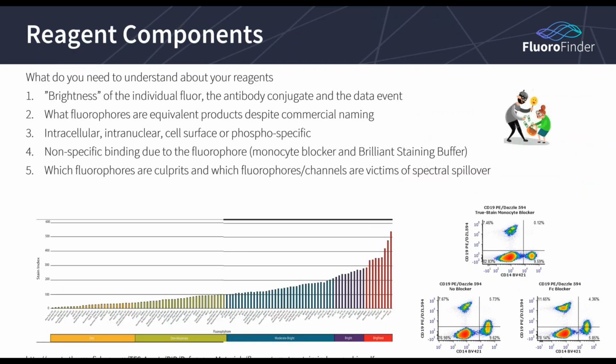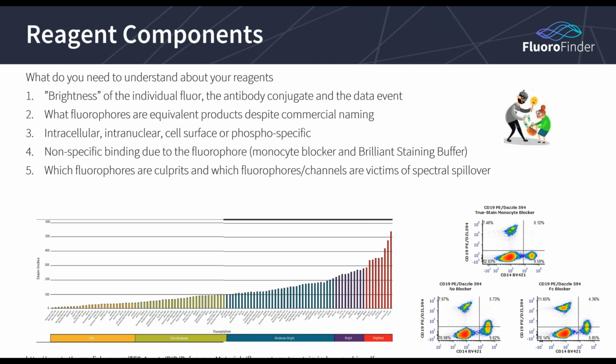All right, so reagents. This is my favorite part. What do you need to understand about your reagents? I put a little graphic up here because what you'll hear a lot of people like me talk about are fluorophores that are either the culprit or the victim. And the culprit fluorophore is the one that is spilling into another channel. The victim tends to be the channel into which it spills.